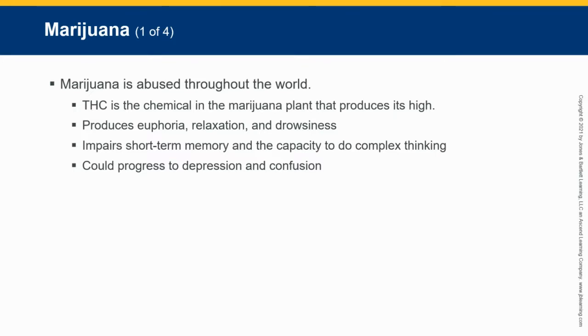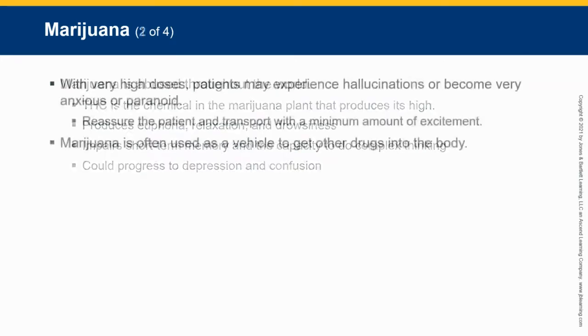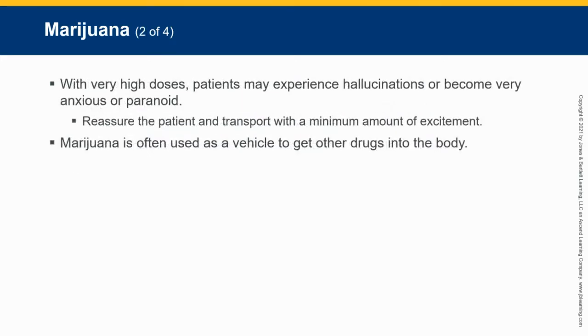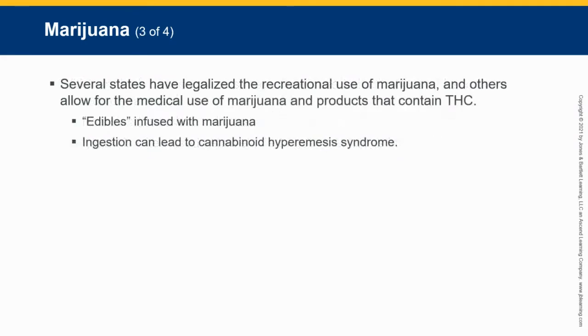Marijuana is not physically dependent, but it can become psychologically dependent. With very high doses, patients can hallucinate or become anxious and paranoid due to the psychotropic effects of the drug. But it's often used to get other drugs into the body. You might see it mixed with hash or fentanyl, PCP, other really hard drugs. And sometimes you have patients out there who just literally went and bought marijuana thinking that they were just buying marijuana, but it was laced with something else. And so you get called out to a severe reaction to such.